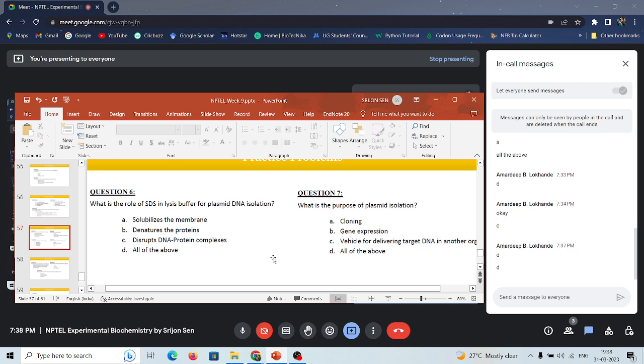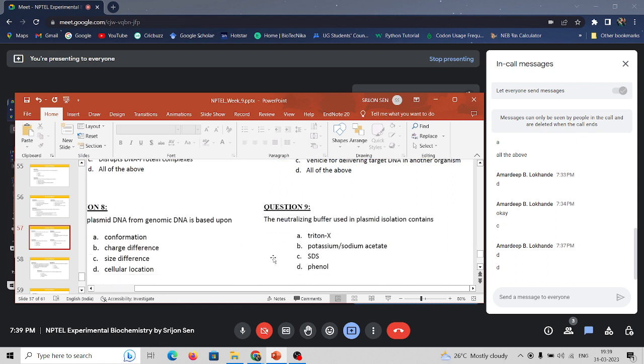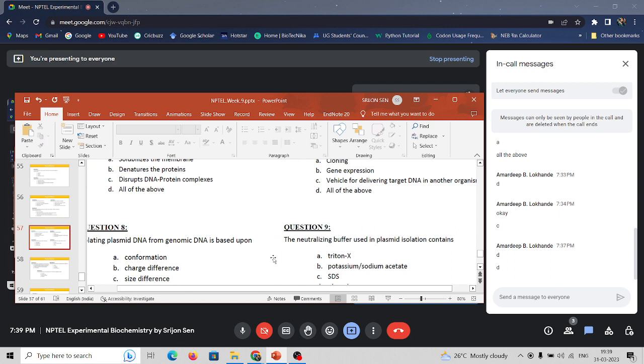What is the purpose of plasmid isolation? Yes. So the purpose of plasmid isolation is, yes, one is we do it for cloning. One we do for gene expression, and it also acts as the vehicle for delivering target DNA in another organism. Okay, so yes, all of the three options are correct. So 7D is correct.